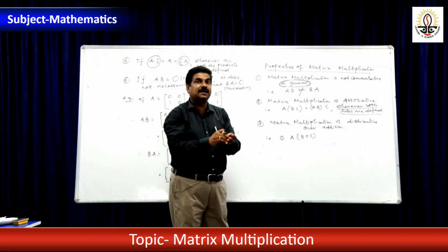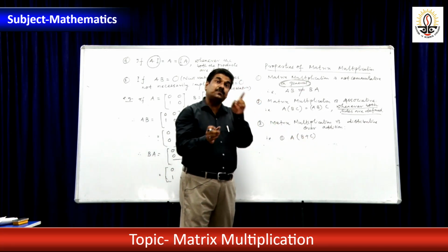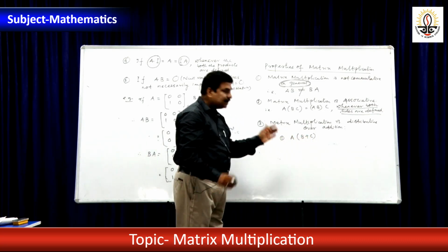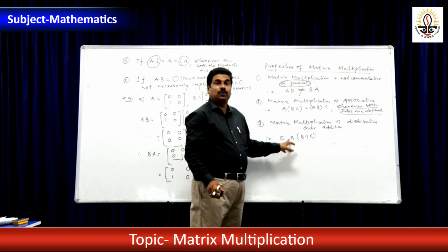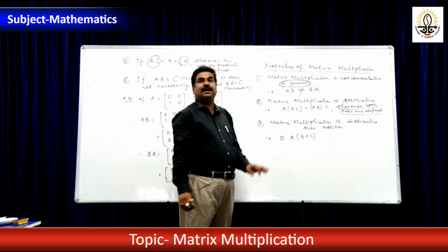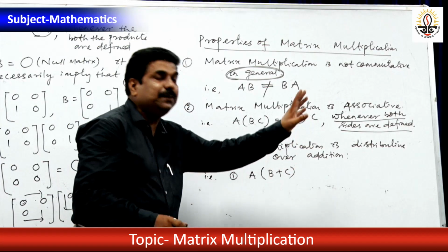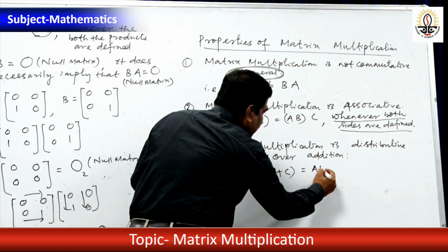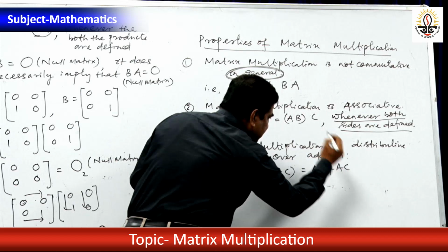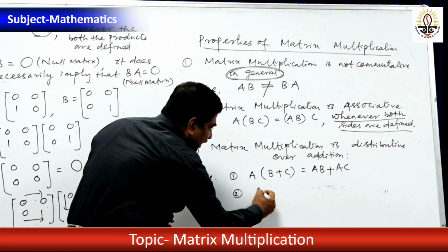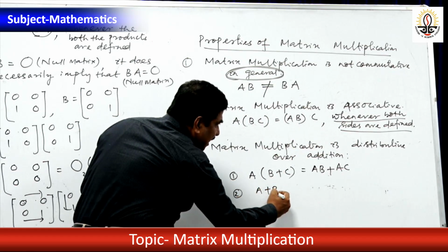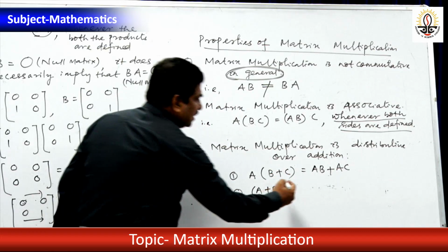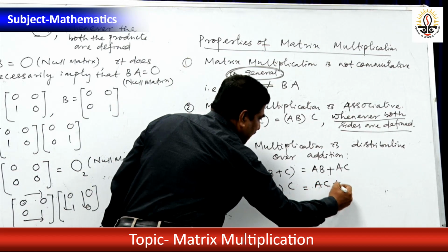Here B and C must be of the same order, then only the addition of two matrices is possible. Again you check whether the number of columns of matrix A and the number of rows of B plus C are the same or not. Then this is equal to AB plus AC. In the second case, you can write A plus B into C, suppose. This is also equal to AC plus BC.